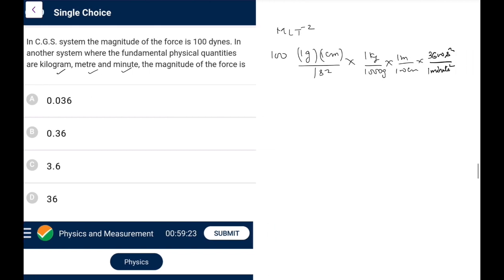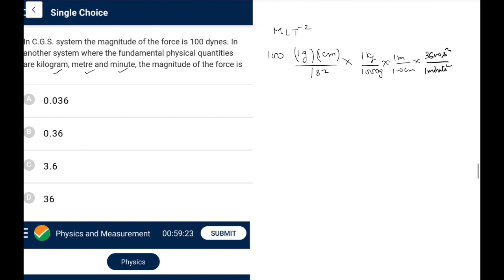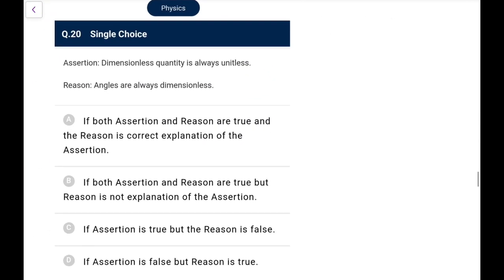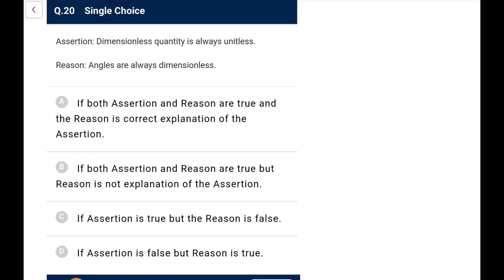So converting it, this 100 and 100 cancel out, and this would be 3.6. So the answer in this case would be 3.6 in that particular unit. Go for option C. Next one, the assertion says dimensionless quantity is always unitless, angles are always dimensionless.